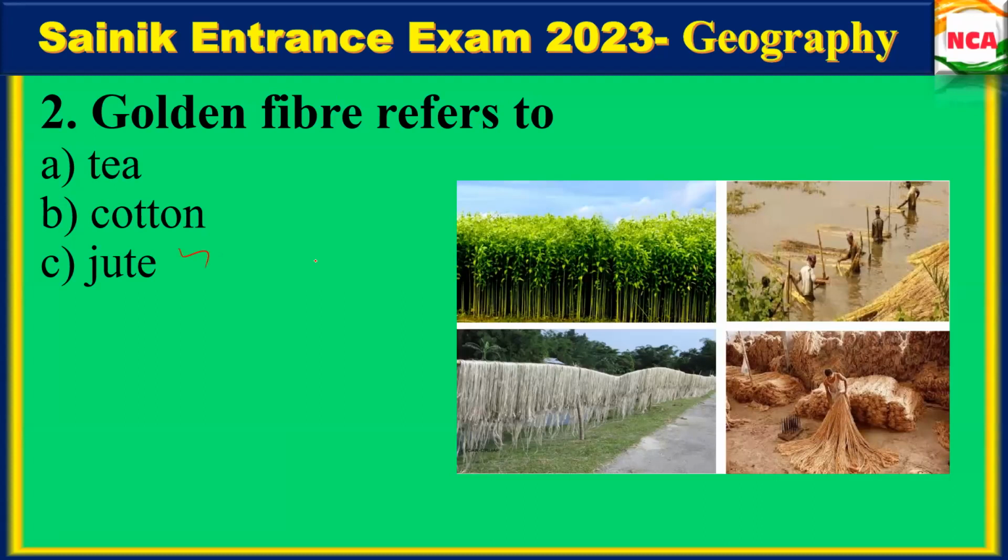So if you are studying, and this question has been given, now I have asked what the golden fiber refers to. Whereas if I give some other question, see the options, tea and cotton have been given, right? So if it is tea and cotton, where we can find tea, where we can find cotton, where we can find jute, you want to find that also. Where is jute available?